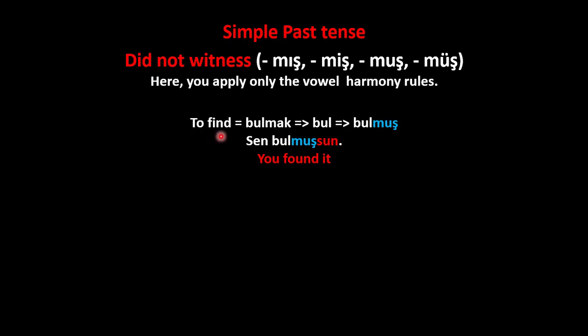Let's look at them practically. To find, bulmak. When you separate the stem, you have bul. Then you add -muş, and it becomes bulmuş. Sen bulmuşsun. You found it. What this means is that somebody told you that that person found a thing, so you are now saying it in front of him. You say bulmuşsun, you found it. You weren't there when he found the thing.